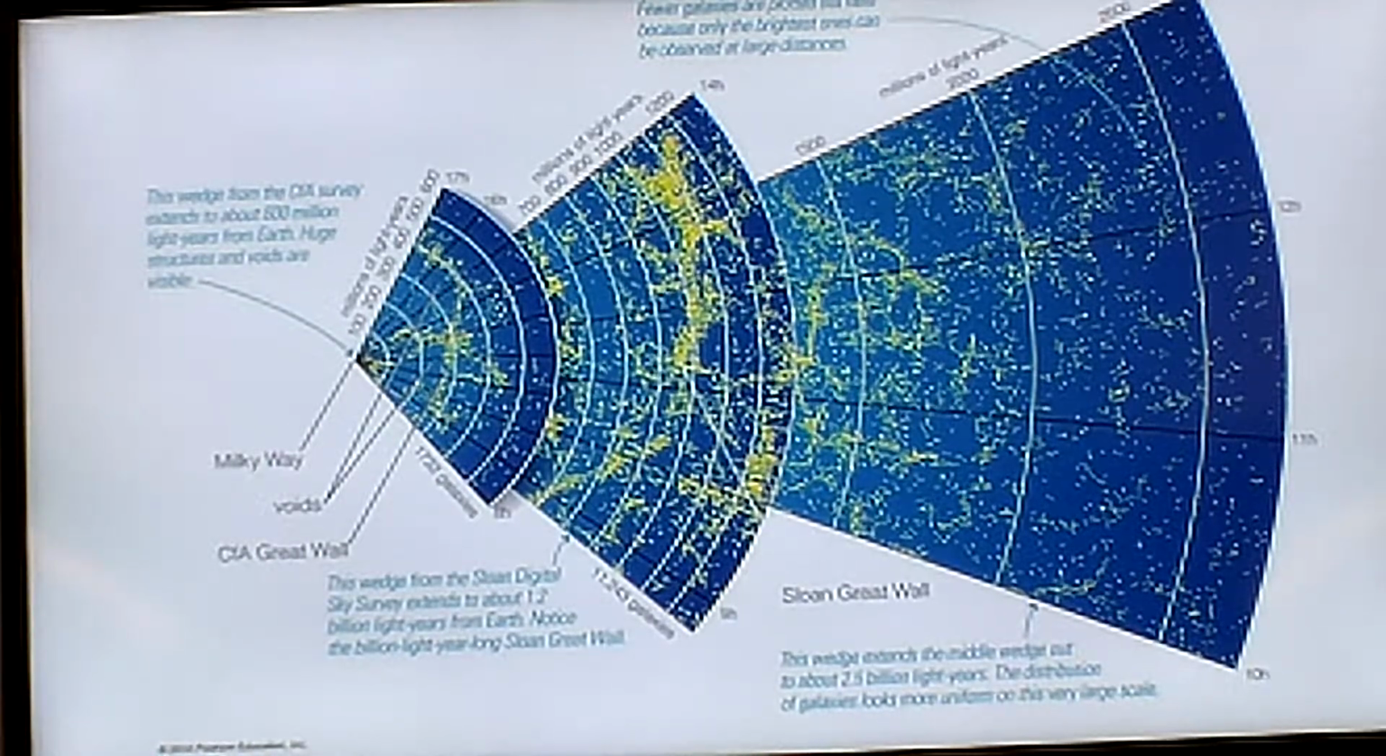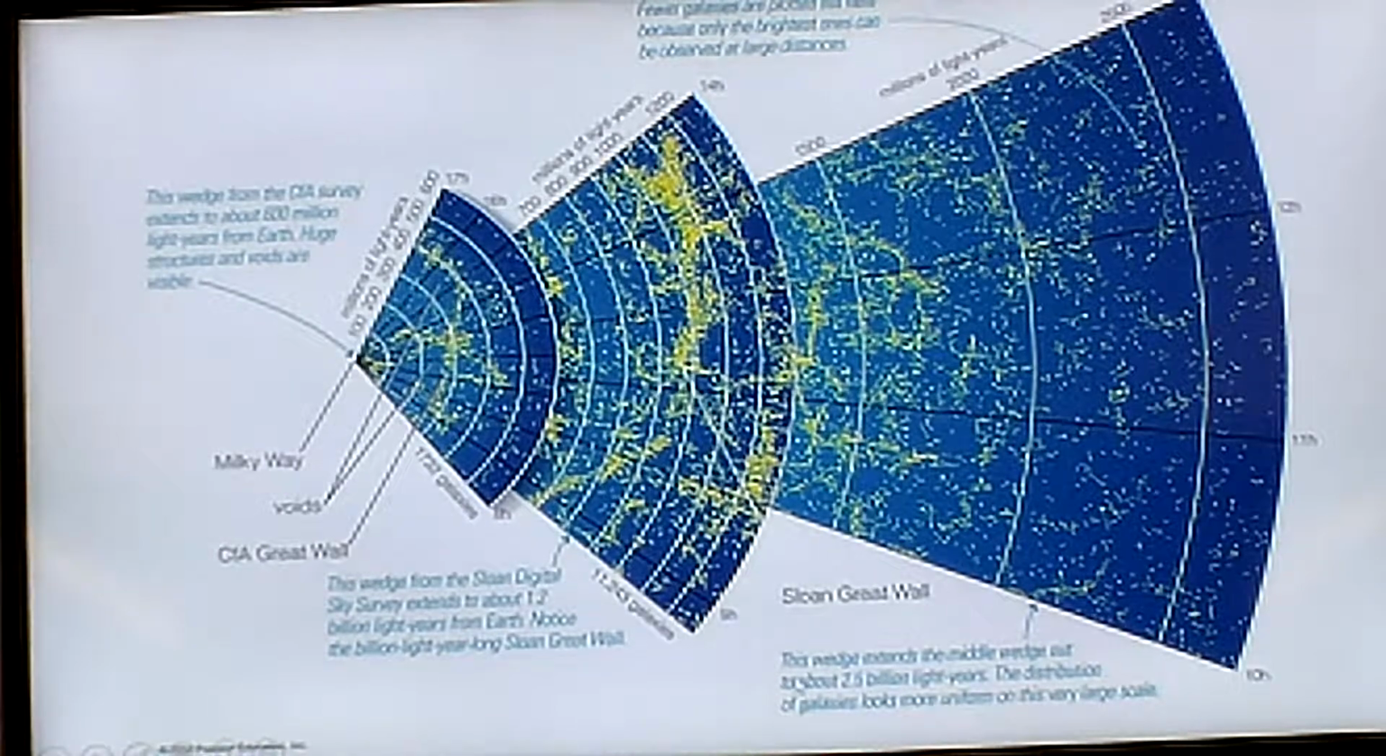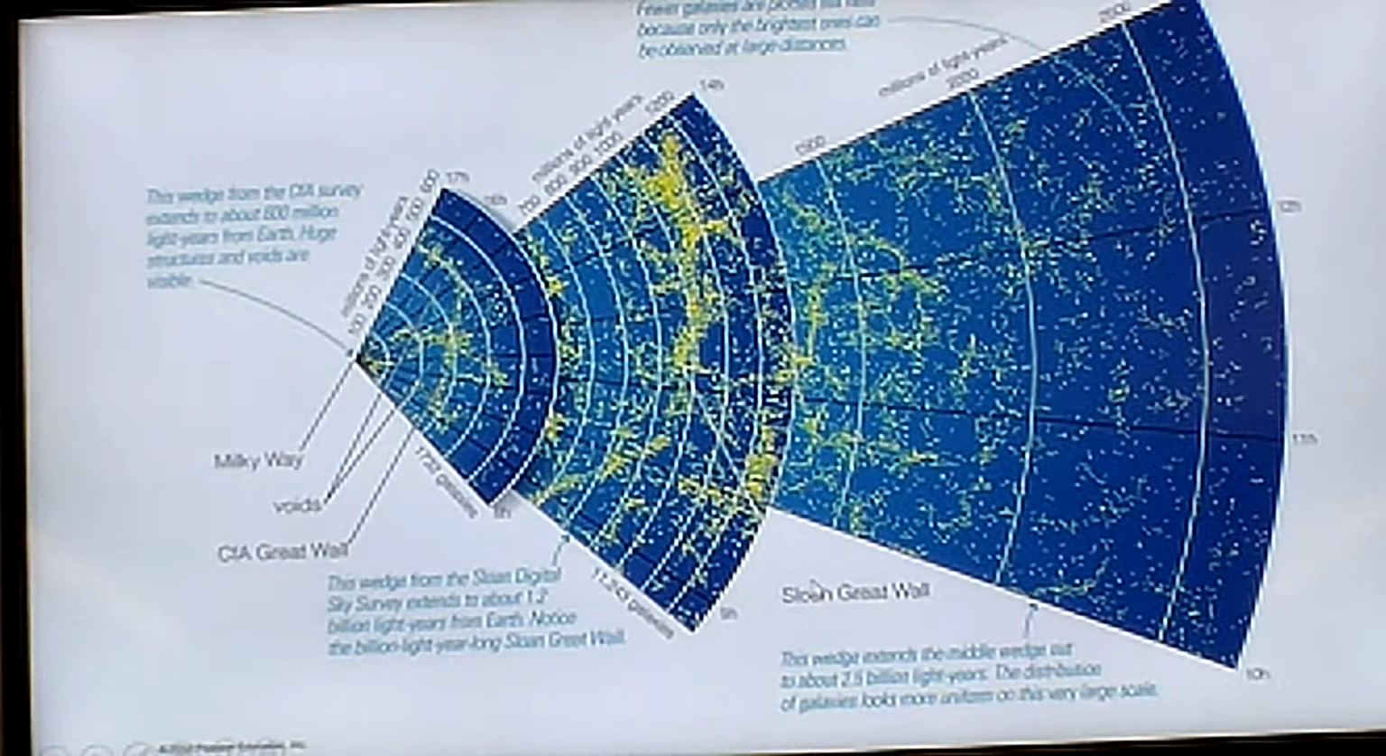Now, the problem is that going beyond 2.5 billion light years, even the brightest galaxies are dim at that distance. So we're just out of data when we get over here. We may do better in the future, build bigger telescopes with more sensitive detectors and be able to add to this census. But I wanted to emphasize that there is structure to the distribution of galaxies that we can see.